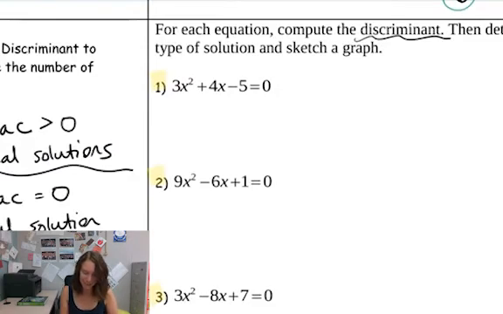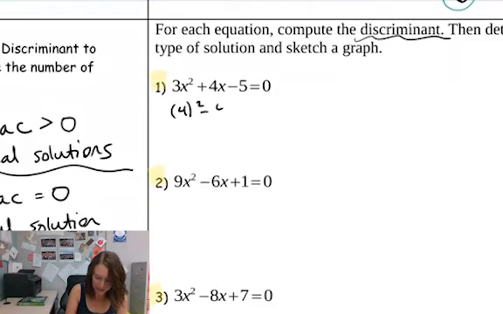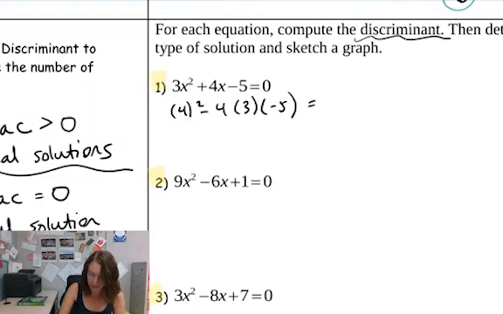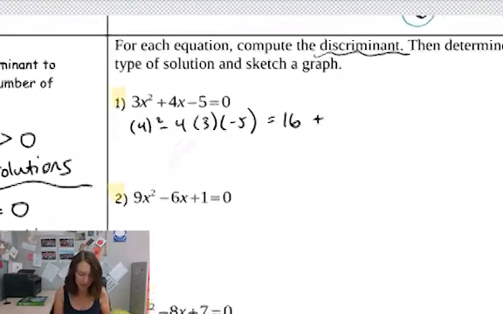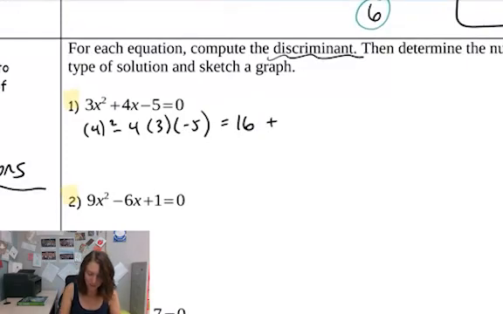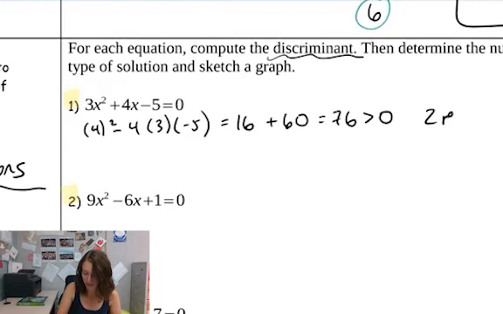So finding the discriminant, I'm just going to do the b squared. So 4 squared minus 4 times a times c. And I have 16 plus, because a negative 4 times 3 times a negative 5 is going to end up being positive. So 12 times 5 is 60. I get 76, which is greater than 0. So I have 2 real solutions.